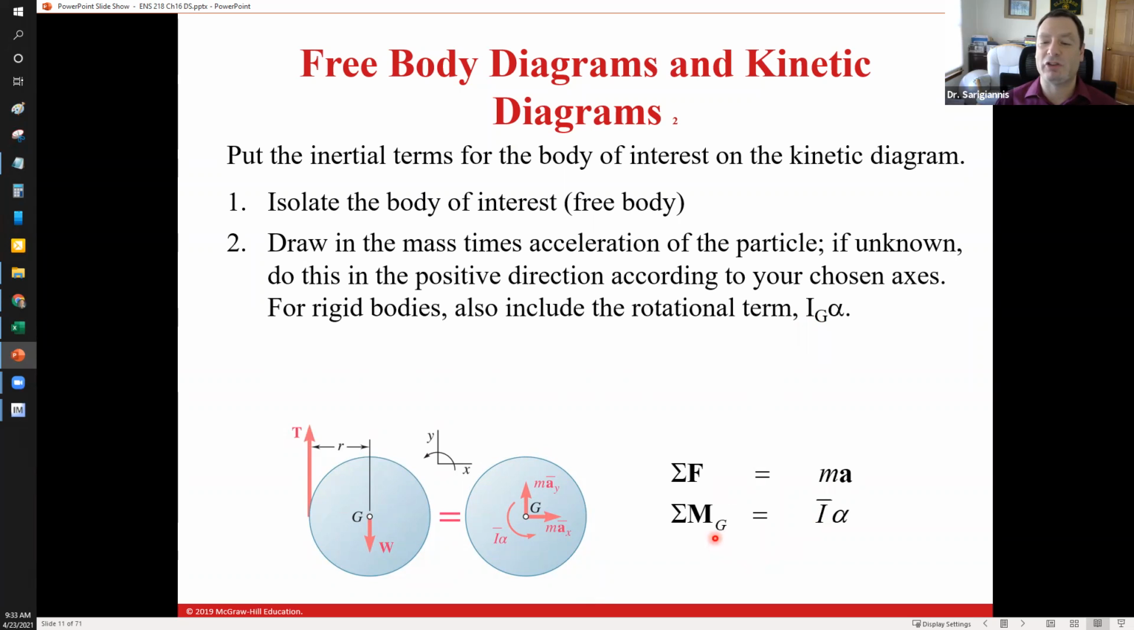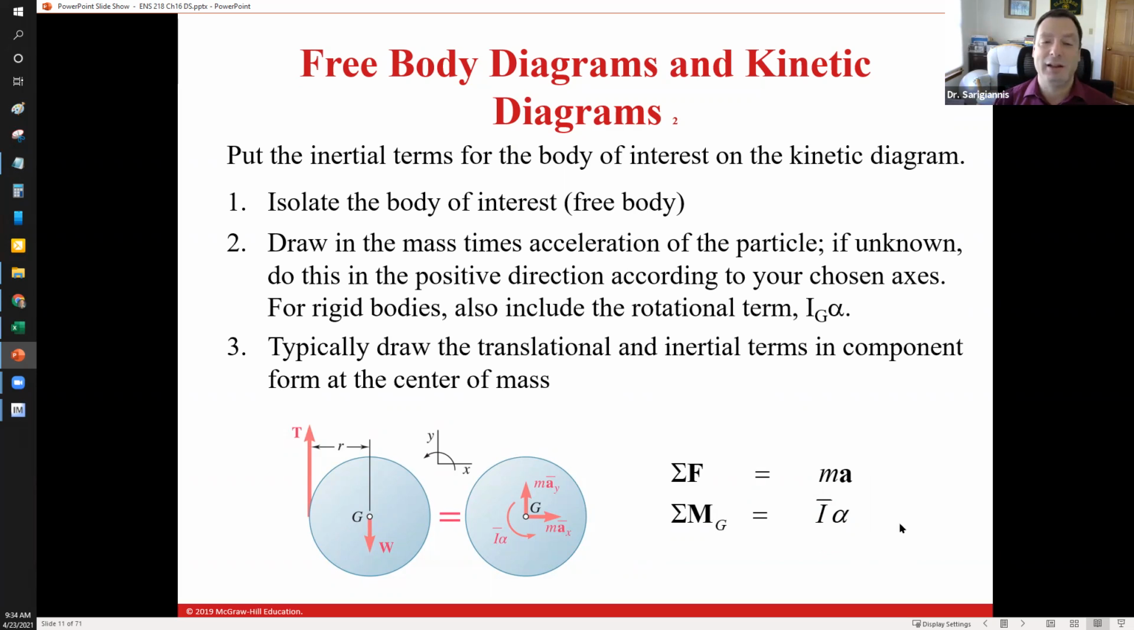Notice that your book uses a subscript G. Specifically, now we're denoting the sum of the moments about G. Now, when you do an analysis, you can take the sum of the moments about a different location, but you need to account for that in your terms to the right. It's not just the moment of inertia about G anymore. You've got to adjust that with an adjustment term, and we'll see some of that in some of the example problems. You typically draw these things from the center of mass.